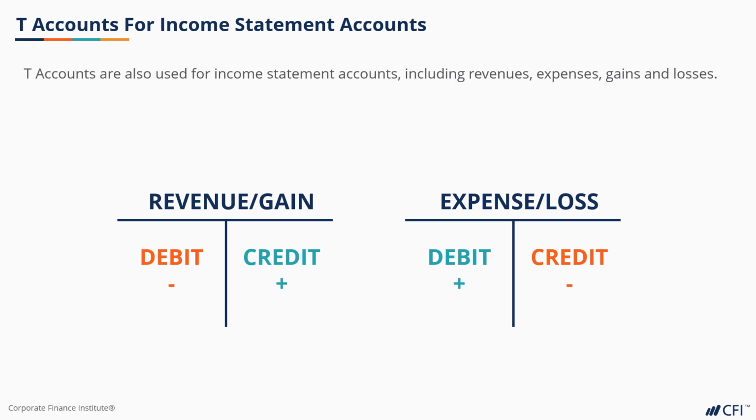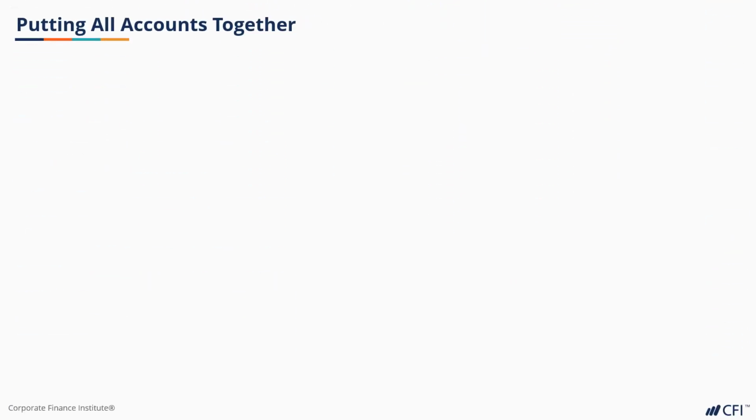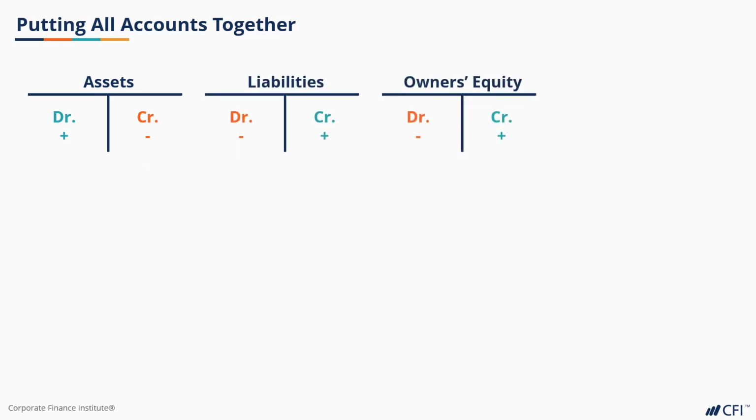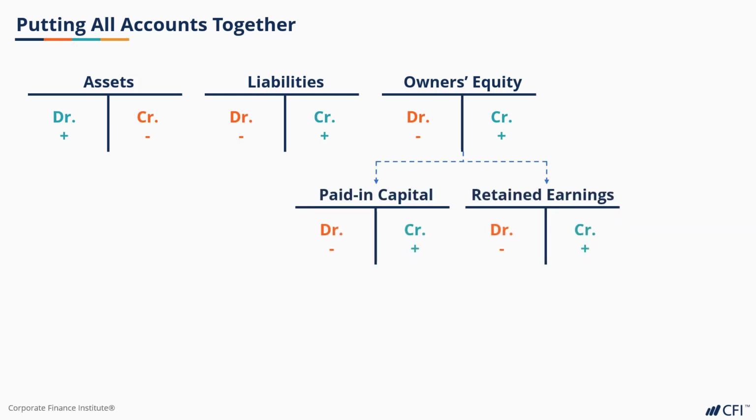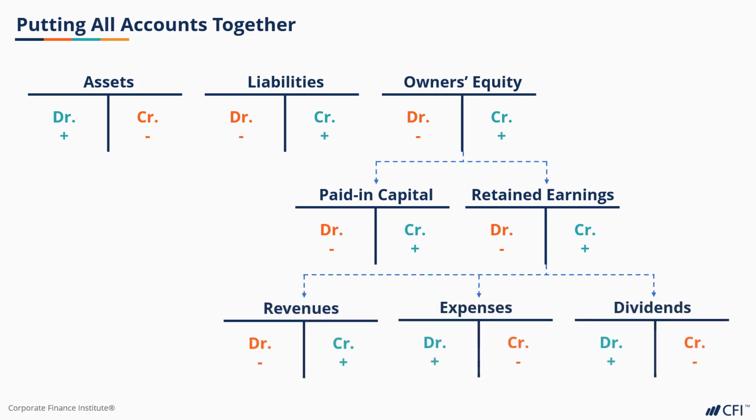Now let's look at how we can put all of the accounts together. Here we have the balance sheet, assets, liabilities, and shareholders' equity. Below that, there is also additional paid-in capital and retained earnings. And then we have the income statement, the revenues, expenses, and dividends for the business. So we can map out where every transaction would be recorded, and we know if it's going to be a debit or a credit, and it's going to be an increase or a decrease depending on the account.